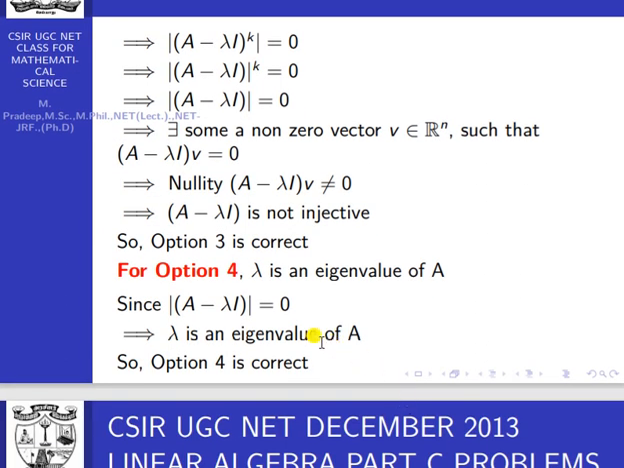Okay. The option 4, lambda is an eigenvalue of A. This is obviously true. Already discussed: from the given data, we get the determinant of A minus lambda I equal to 0. From this, lambda is an eigenvalue of A. So therefore, option 4 is correct. Okay.